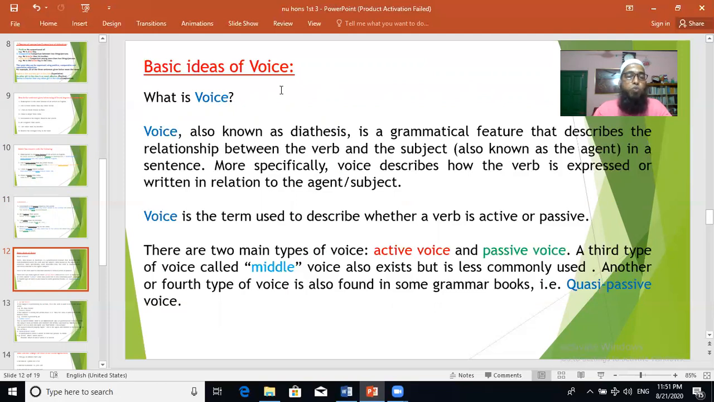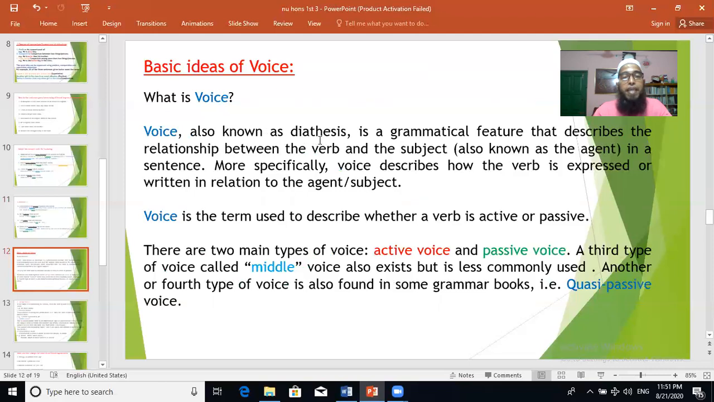Basic ideas of voice. What is voice? Though this question is not important for the exam, as a student of the English department, English language, you must know each and every item in detail, fully. What is voice? Do you have any idea? Here is the answer.